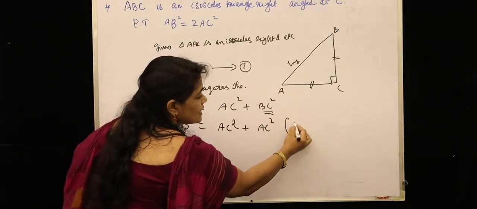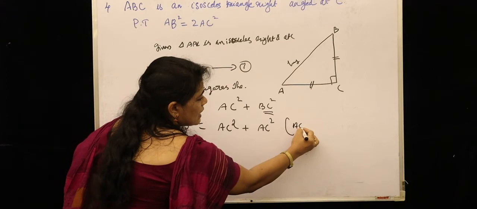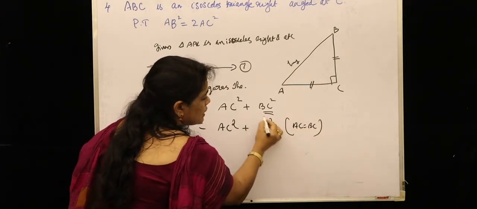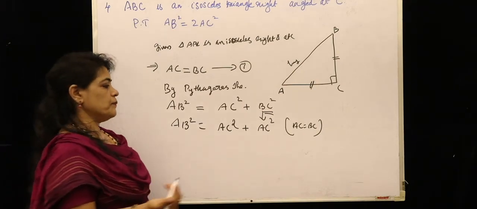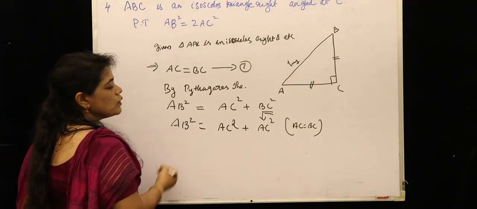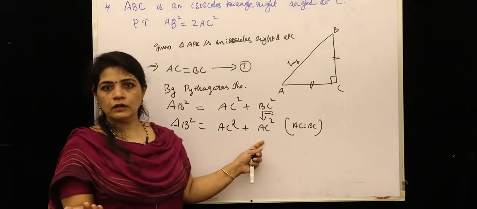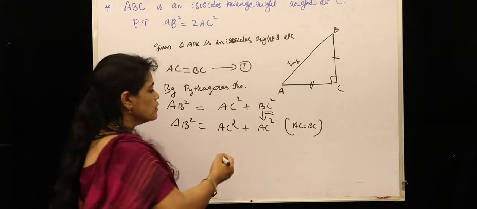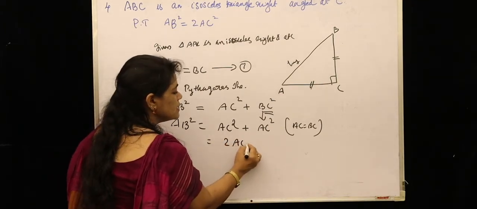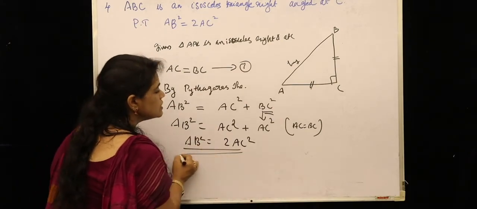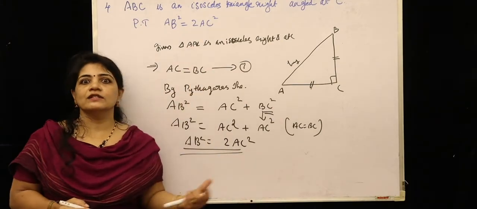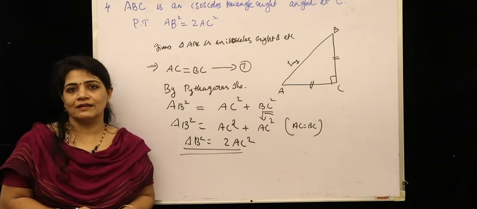Here the reason is given AC equal to BC, so in place of BC, AC. So children, AB square equal to AC square plus AC square. You can add AC square plus AC square, which will give you 2AC square. So this is AB square in the LHS. This is the required result: AB square is equal to 2AC square.